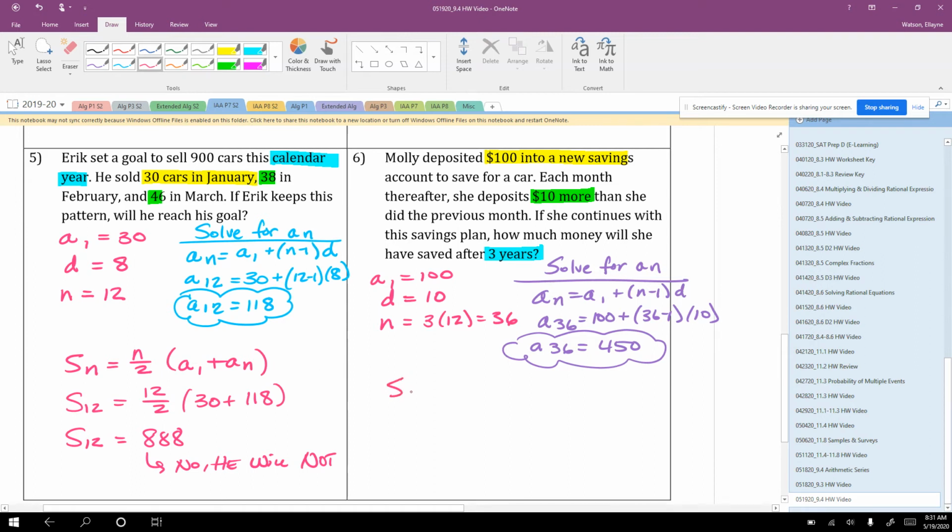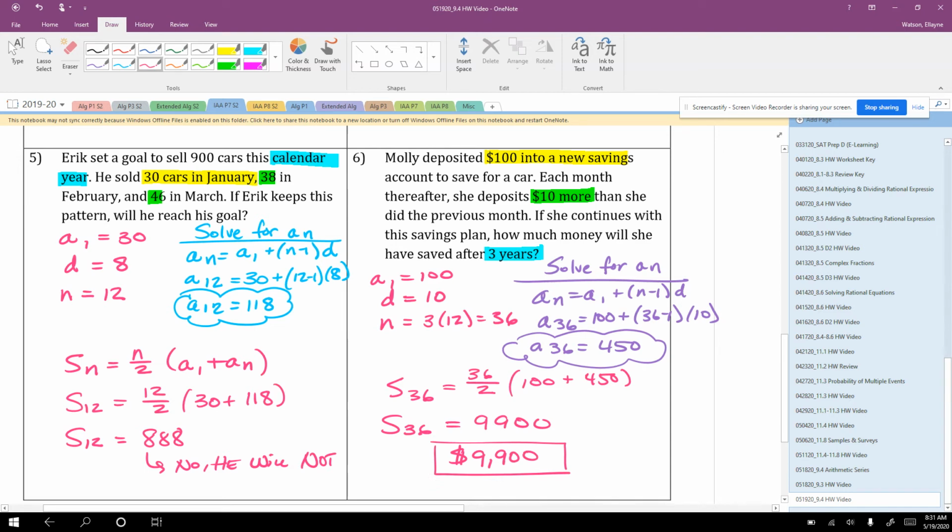Now we plug it into the same formula we used over here. So S of 36, the sum after 36 months, is equal to 36 divided by 2 times the quantity of the deposit of the first month, which was 100, plus the deposit of the last month, which we just calculated to be 450. And so after 36 months, the sum of what she deposited into her savings account is 9,900. So how much money will she have? Final answer: 9,900.